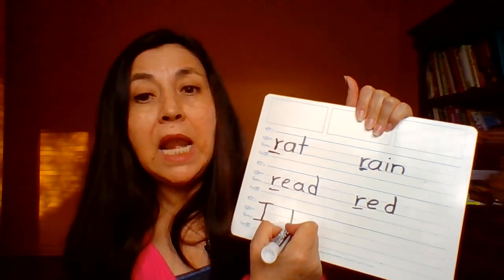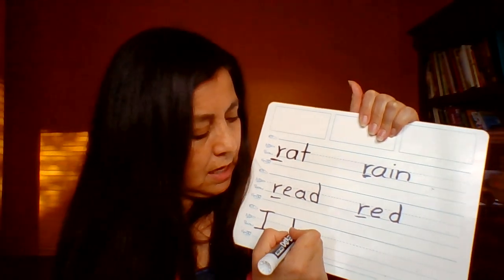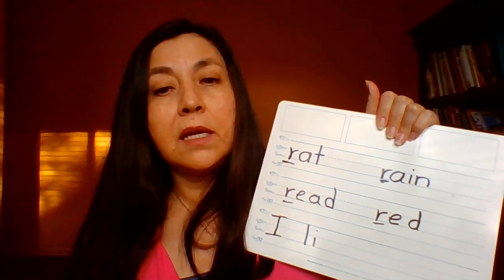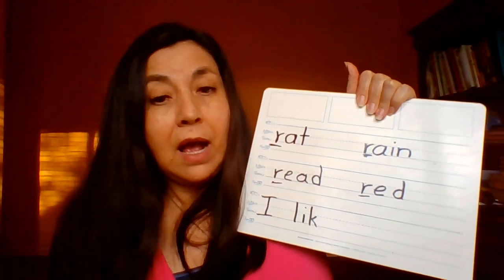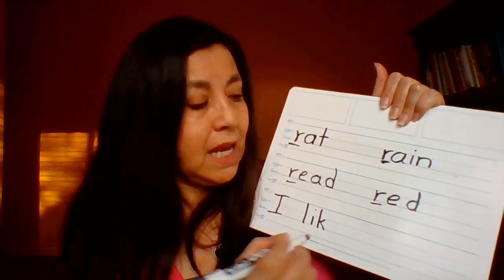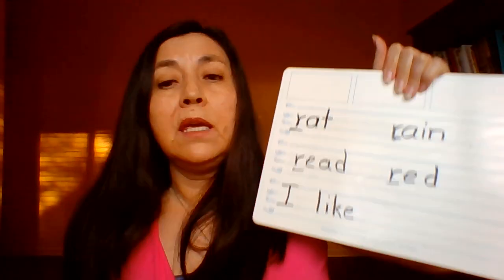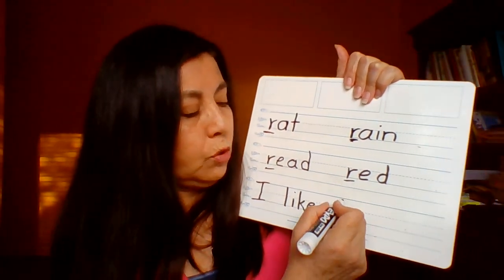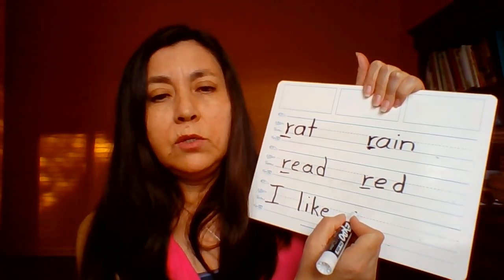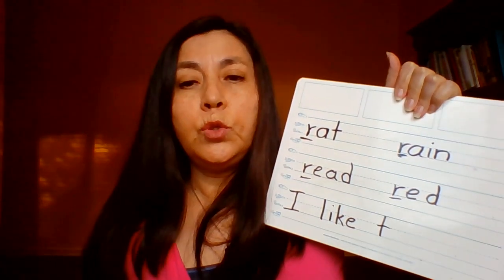I. So what letter do I write? I. I like. Sounds like a K. I like has a silent E at the end of the word. I like. Now put your finger because another word is coming. So two. What letter do I write? Good job. T. Two.